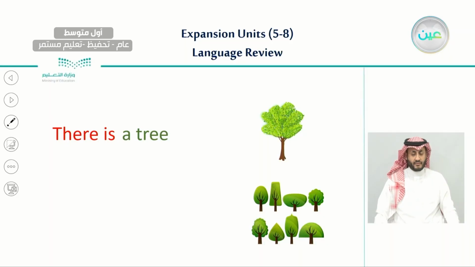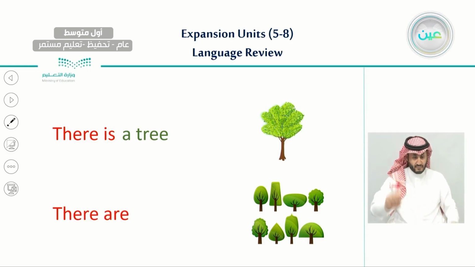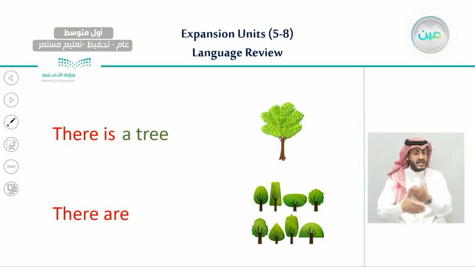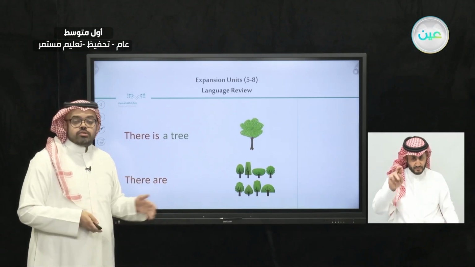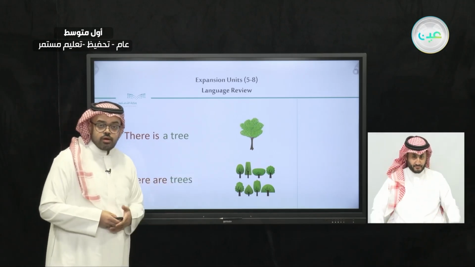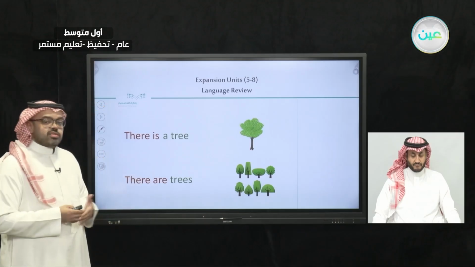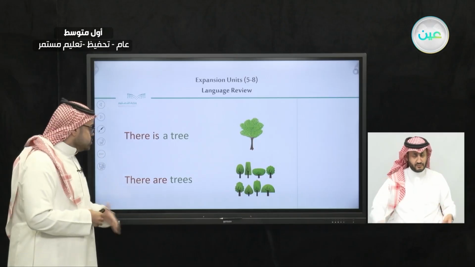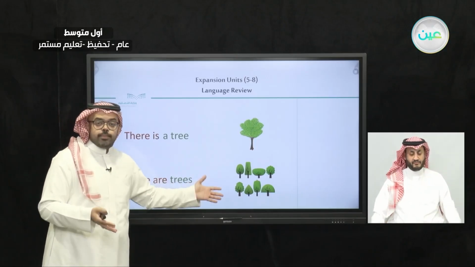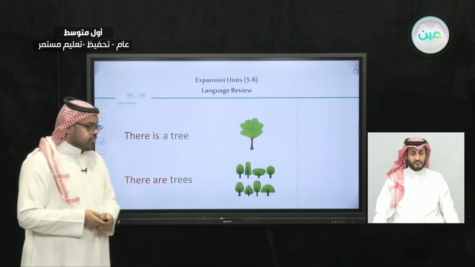So if we see, for example, a group of trees, not one, but more than one, we won't say there is, we would say there are. Why? Because it's not one, it's more than one. So if we are pointing at more than one tree, we would say there are trees. So a reminder that we use there is for only a singular, only one thing or one person, and we use there are for more than one person or more than one thing.